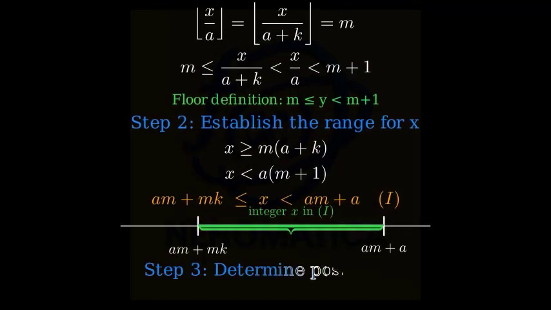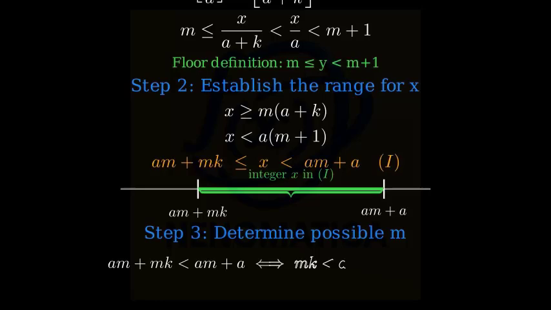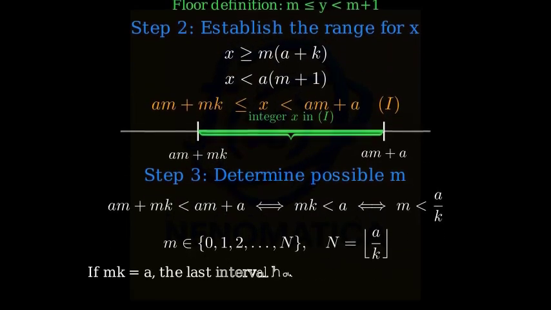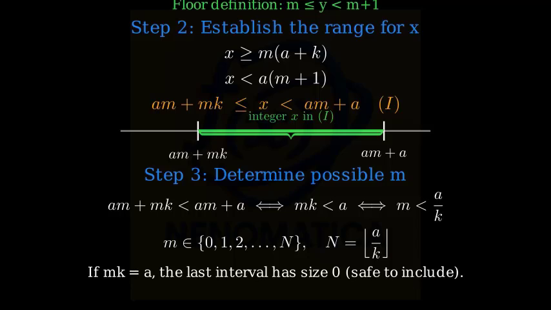Step 3. Find the allowed values of m so that the interval is not empty. We need the left bound strictly less than the right bound. mk is less than a, so m is less than a over k. Therefore, m can be 0, 1, 2, up to n equals the floor of a over k. We may include the top index, n, because if mk equals a, that last width becomes 0 and contributes nothing.